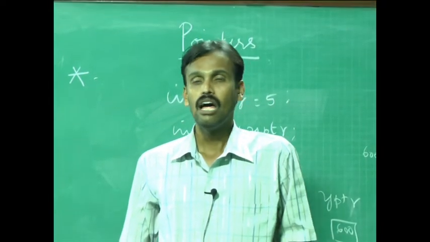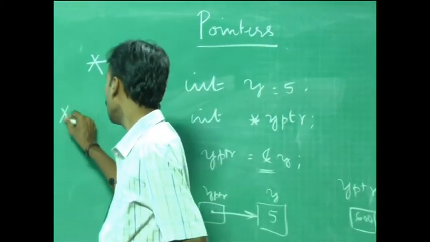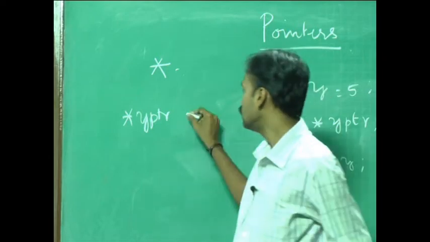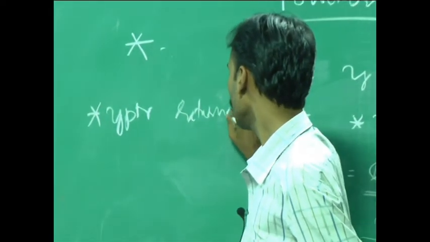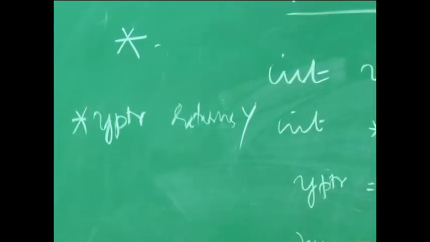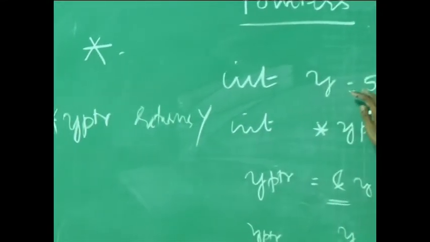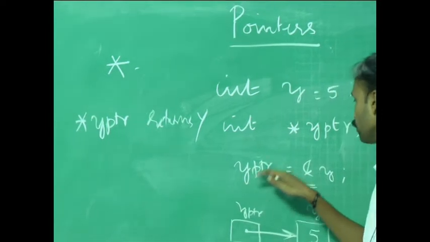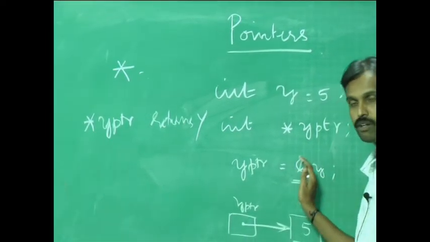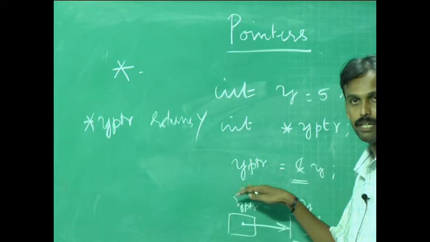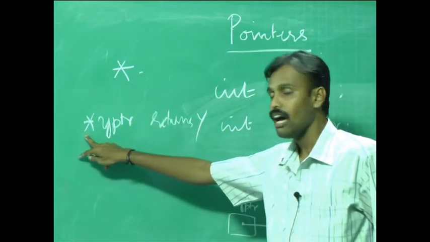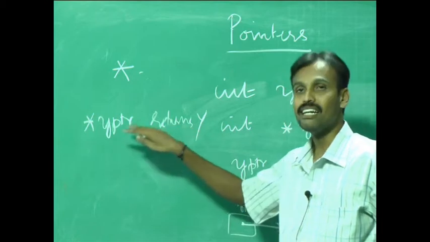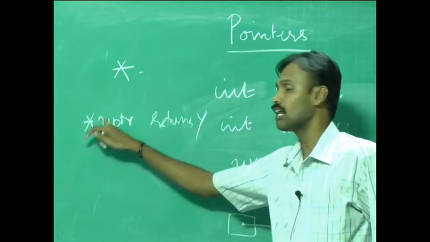Say for example, star yptr returns y. If you can have a glance at here, I have stored a value 5 inside y. I have declared a pointer. I have made this pointer point to the address of this particular thing, that is, this address is moved into this yptr. So when I say asterisk yptr, it returns y because that is the value that is getting held in this particular address called yptr.